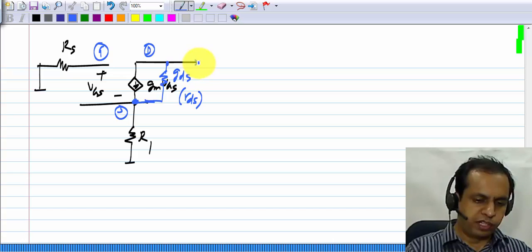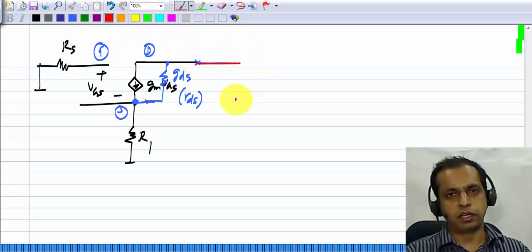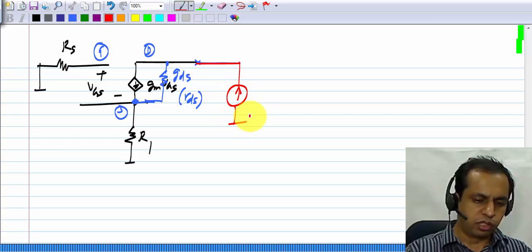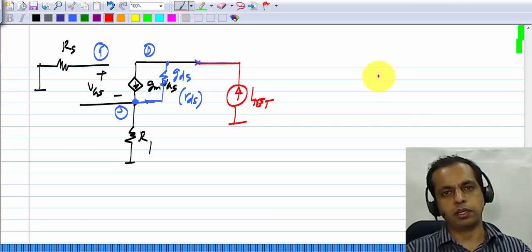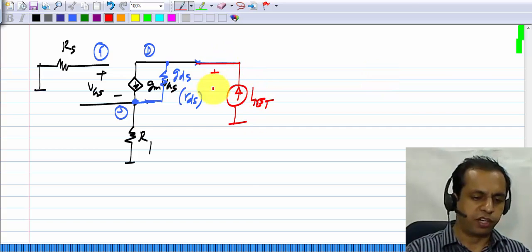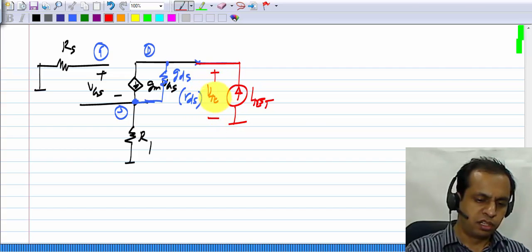Now to find the output resistance, we can connect a voltage source and find the current, or connect a current source and find the voltage. In this particular case it turns out it's easier to connect a current source and find the voltage, and also we've been using the voltage source for far too long, so let's now connect a current source and find the voltage that develops across it.